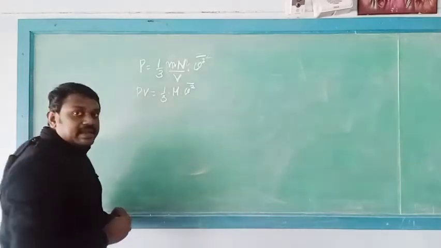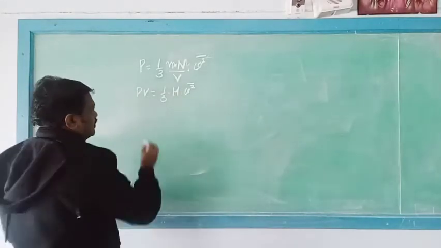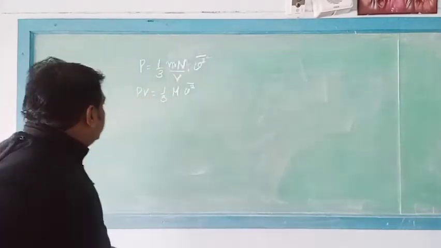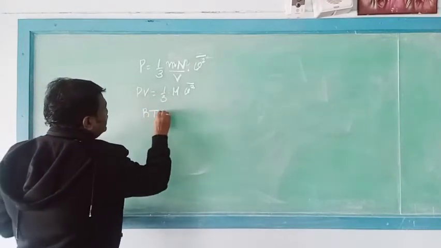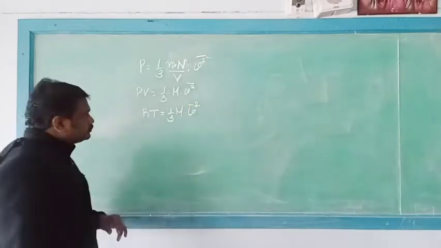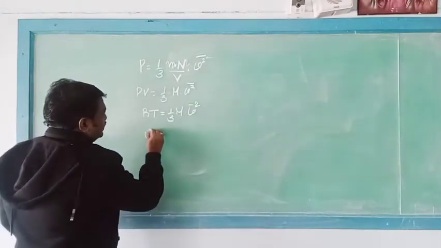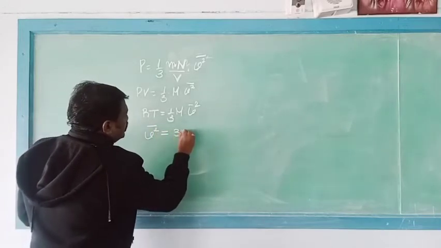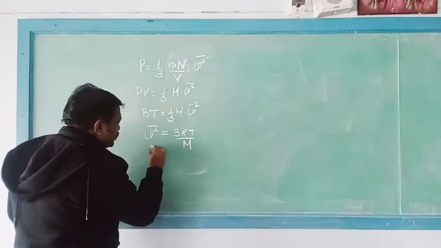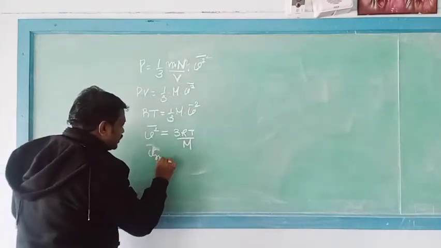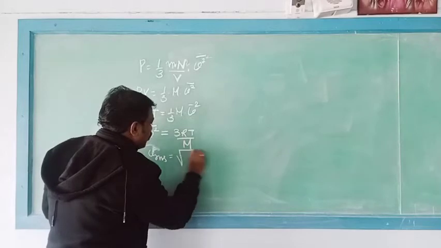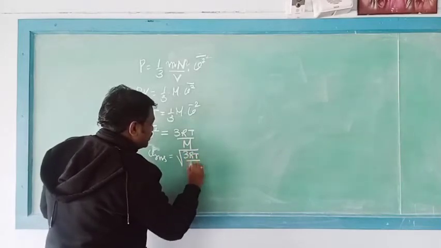PV you can take as RT. According to the ideal gas equation, PV is equal to mu RT, where mu is the number of moles. Here we have taken only 1 mole, so that will become RT. So RT is equal to 1/3 M V square. You can write V square average is equal to 3RT divided by M. When you take the root, that will be the RMS velocity, so V RMS is equal to root of 3RT divided by M.